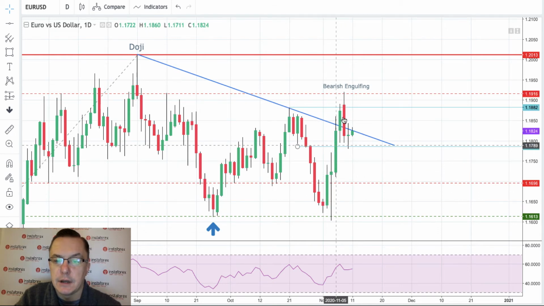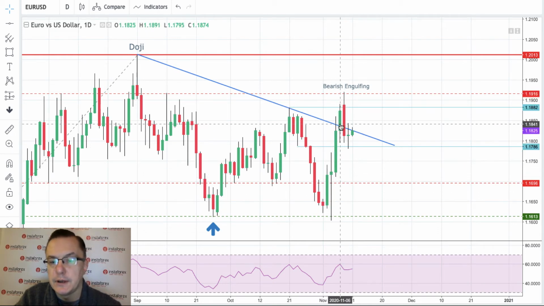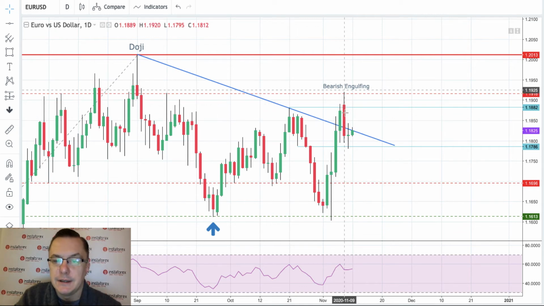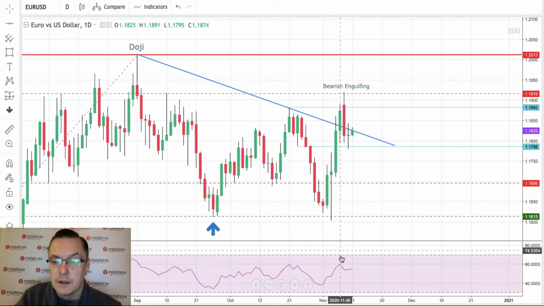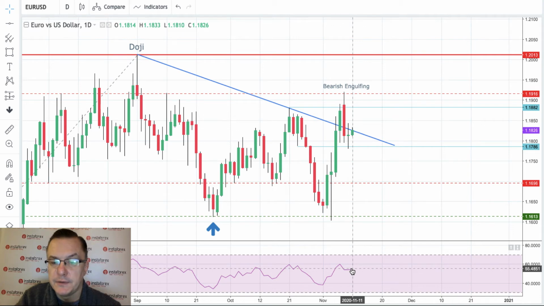termination of this local uptrend, four days long, right? So we got a clear bearish engulfing. We are back below this trend line here, which is a good sign for the bears. The momentum is still above 50, so it's still positive, but it's not that strong because the last reading is around the level of 55. So we might get a little bit of sideways price action today.